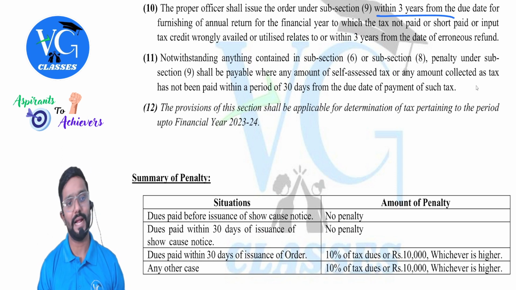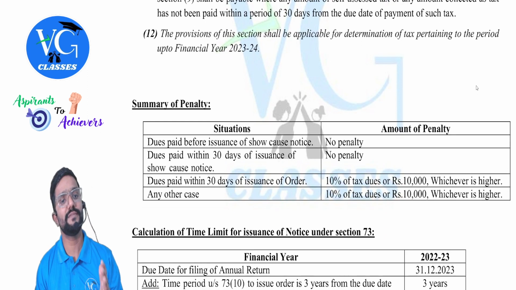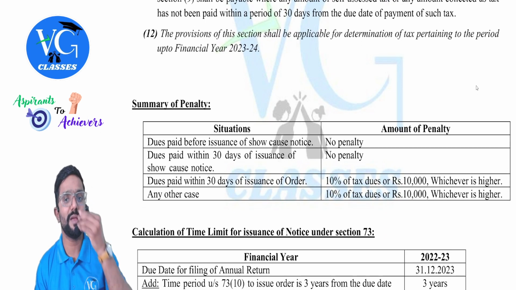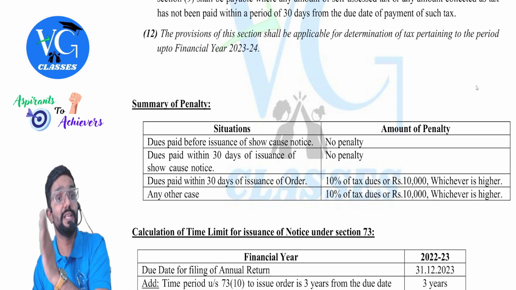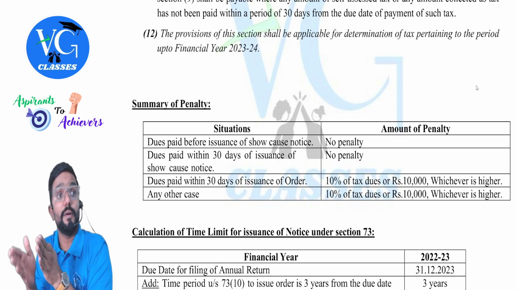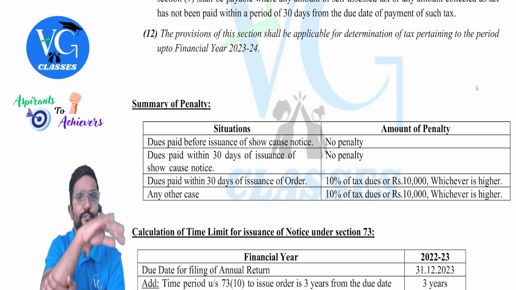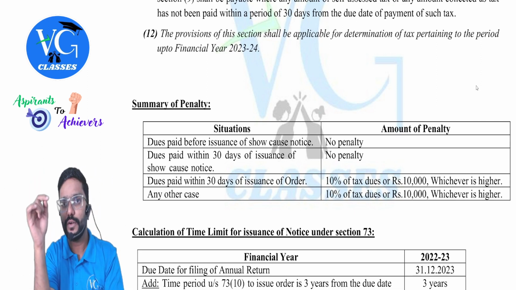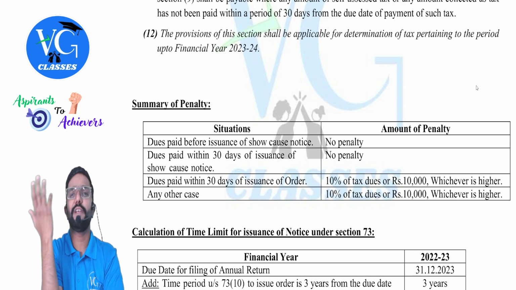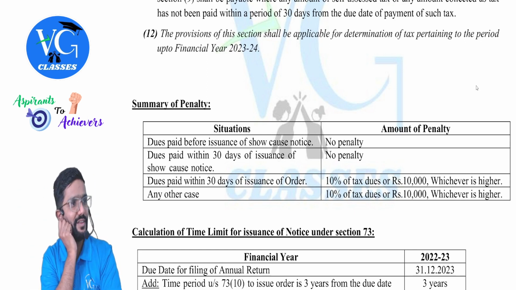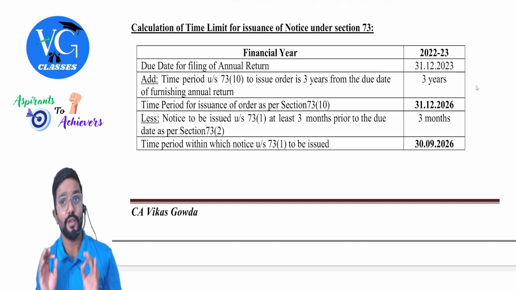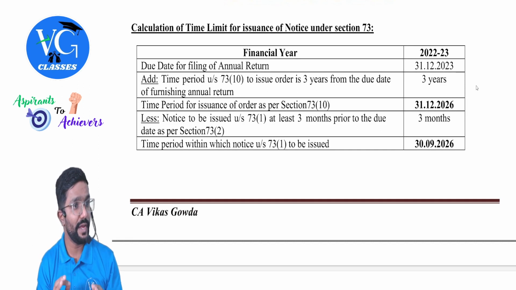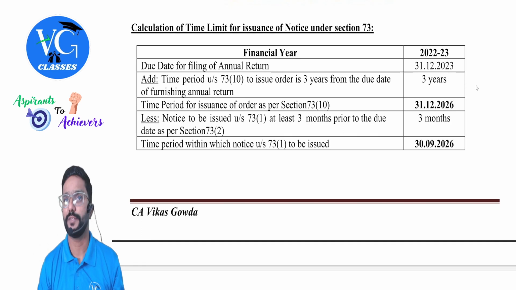Subsection 12 is an amendment which tells the provisions of this section shall be applicable for determination of tax pertaining to the period only up to financial year 23-24. Means 23-24 or before that. Is that clear? Even today, sir, we are already in financial year 25-26 or 26-27, sir. Why are you teaching this, sir? Something which is outdated. I told you. I gave an example here. Even today, notice can be issued. Even today, order can be passed under section 73.